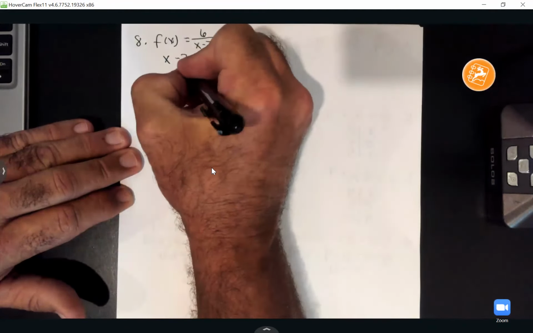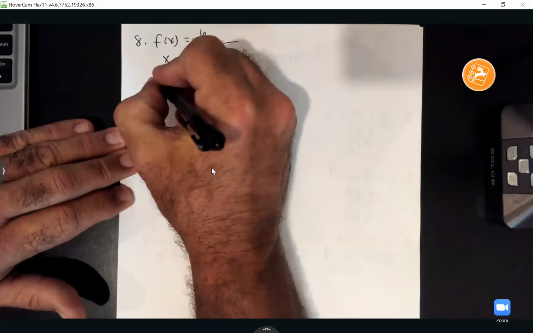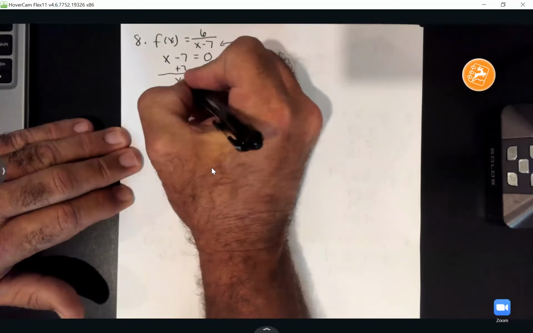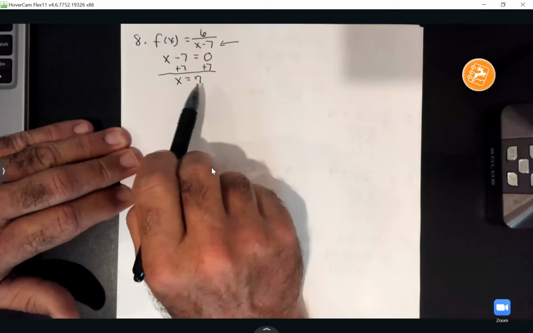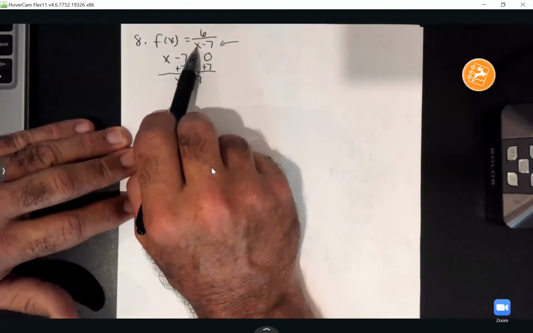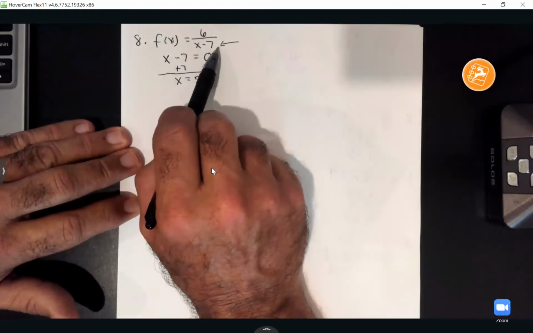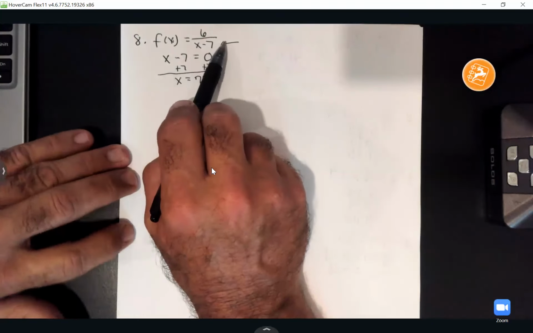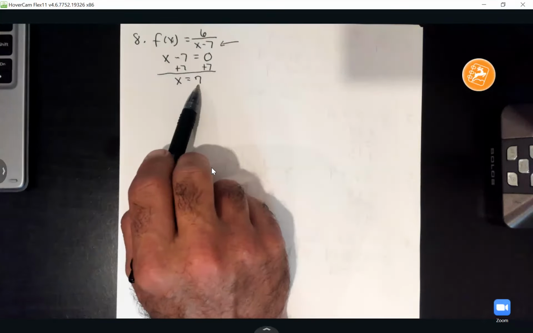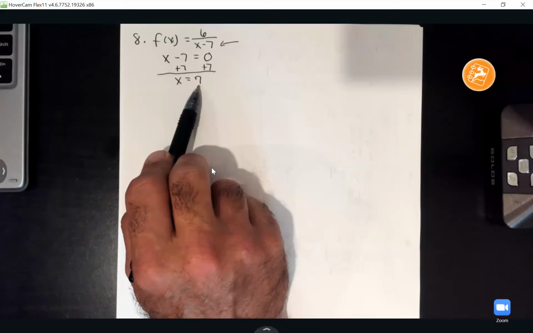All we got to do here is add 7. And we get x equals 7. So since I got a 7, if you put 7 in for that x, 7 minus 7 is 0, makes it undefined. So we want the one domain that kicks out that positive 7.